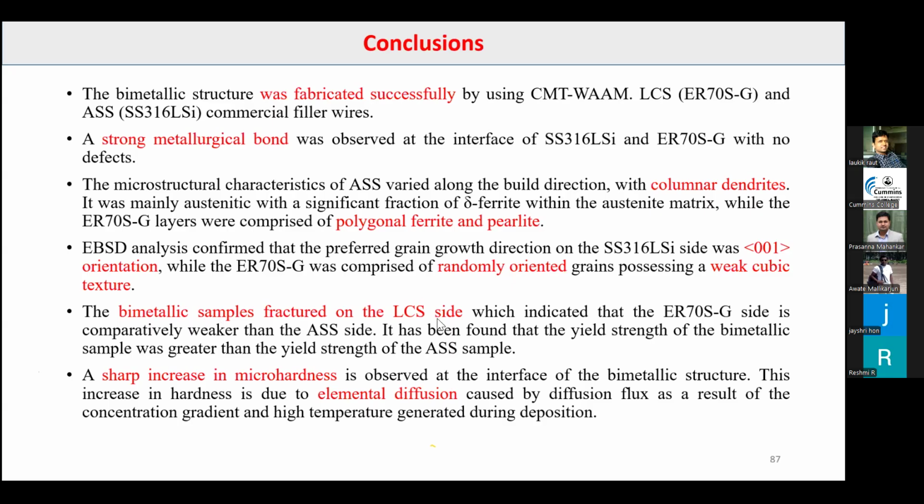Then the bimetallic sample fractured on the LCS side, which indicates that the LCS side is comparatively weaker than the ASS side. It has been found that the yield strength of the bimetallic sample was greater than the yield strength of LCS. So bimetallic samples have shown more yield strength as compared to LCS, though the LCS was a part of that bimetal. Then a sharp increase in micro hardness is observed at the interface of the bimetallic structure. This is due to elemental diffusion, because chromium is diffused, nickel is diffused, and that was the result of the concentration gradient and high temperature generated during the deposition.